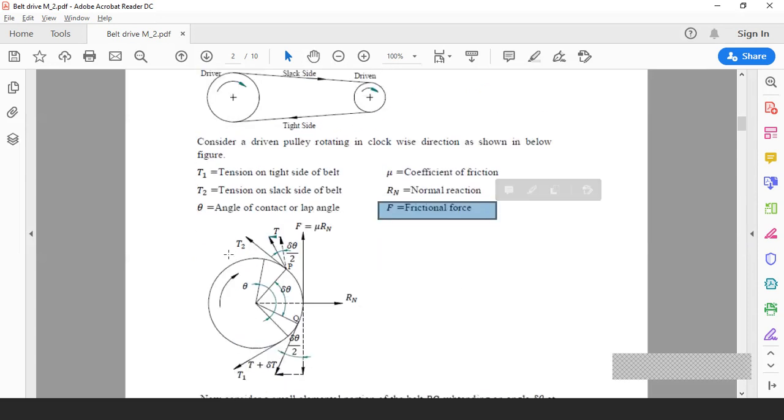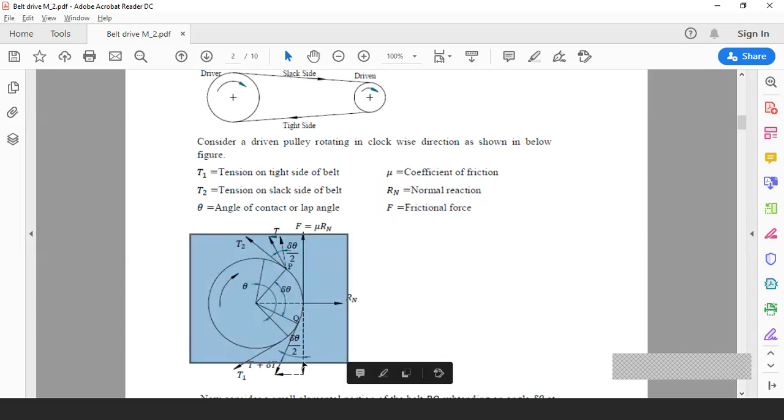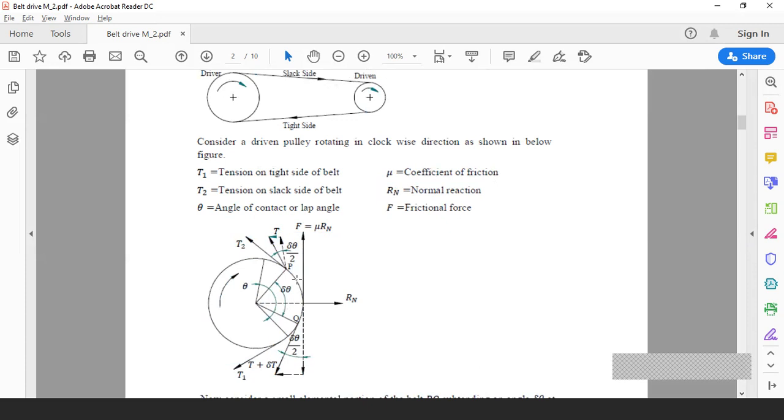So we consider one portion of the belt on the pulley; the driven pulley is taken into account. With respect to the driven pulley, the portion of the belt considered here is PQ, and the tensions are the tight side tension at the lower side and the slack side tension at the upper side. PQ is a small portion of the belt subtending an angle of delta theta, and the tensions are T, the slack side tension, and T plus delta T, the tight side tension, with respect to this belt portion PQ.